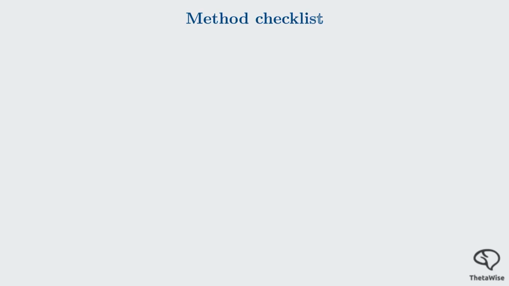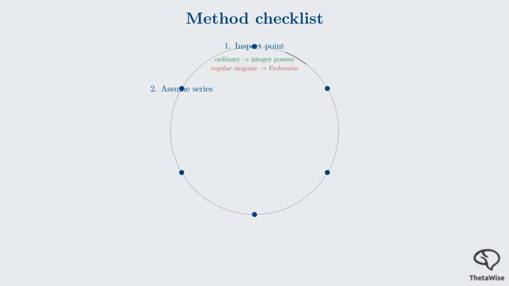Let us assemble the method into a reusable checklist. First, inspect the expansion point. If the leading coefficient is non-zero there, use an ordinary power series with integer powers. If the point is regular singular, use a Frobenius series with an unknown exponent. Second, write the assumed series and differentiate carefully, keeping summation limits visible and giving the sums generous vertical space.